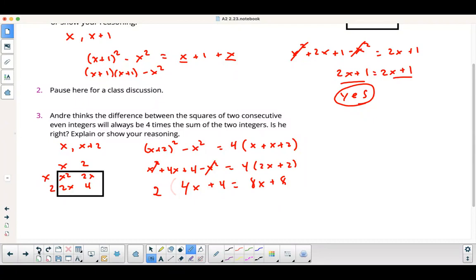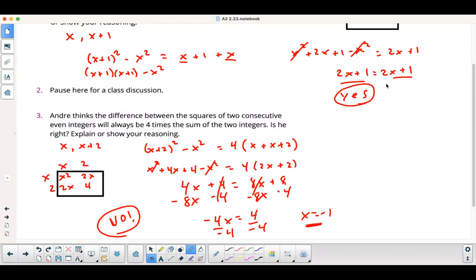You could also just keep going and solving here if I wanted to. Minus 4, minus 4, minus 8x, minus 8x. So what happens here is when you divide by negative 4, the only time that statement works is when x equals negative 1. That's the only number that it works, and that's not even an even number. So that's not going to make sense. Okay, so this was clearly a no.